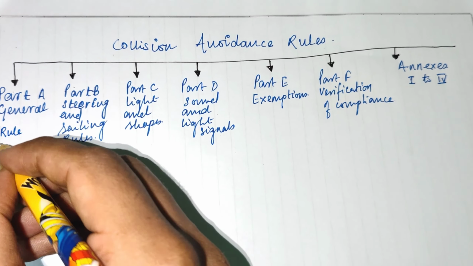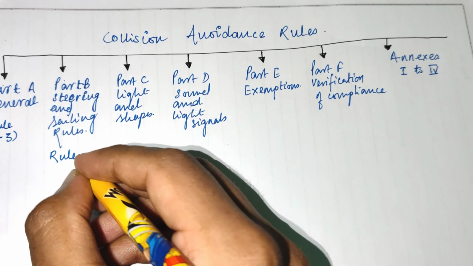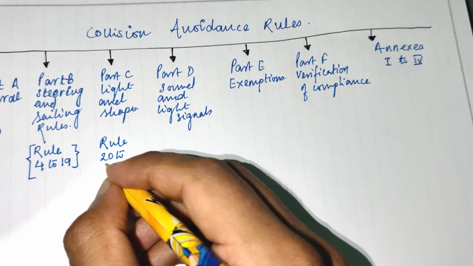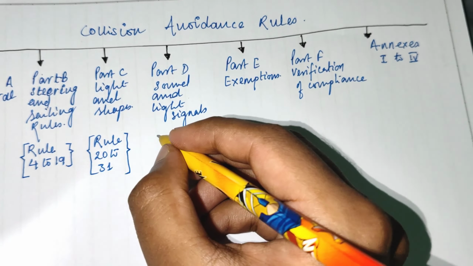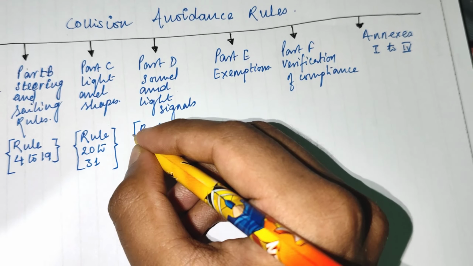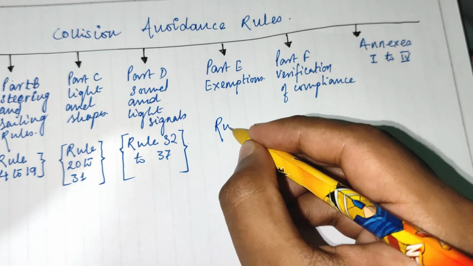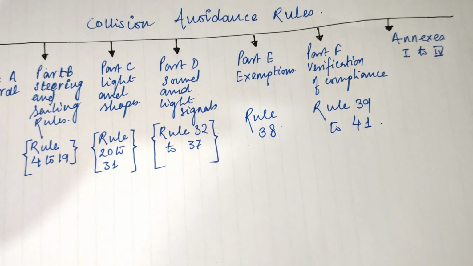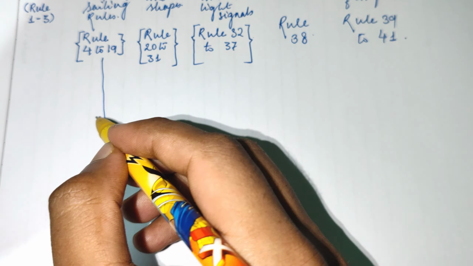Then part A contains rules 1 to 3, part B rules 4 to 19, part C rules 20 to 31, part D is rules 32 to 37, and part E is rule 38, and part F is rules 39 to 41.